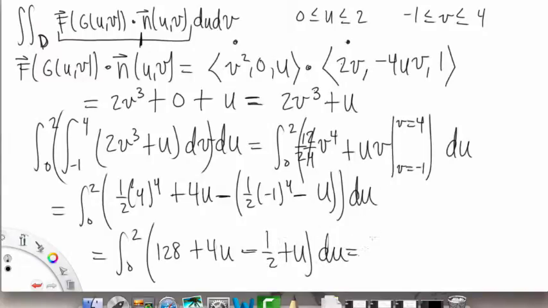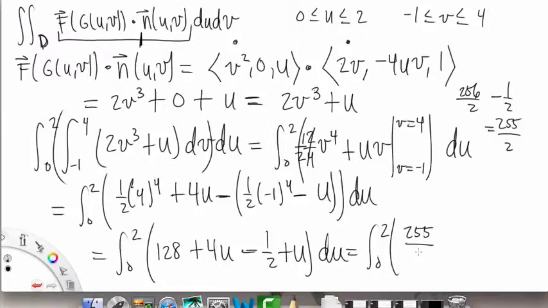So again, simplifying, we get 0 to 2. And then 128 minus 1/2 is going to be, let's do it over here, 256 over 2 minus 1/2 is 255 over 2. So now we have 255 over 2, and then plus a 5u when we combine those. Okay, so I'll continue this on the next slide.